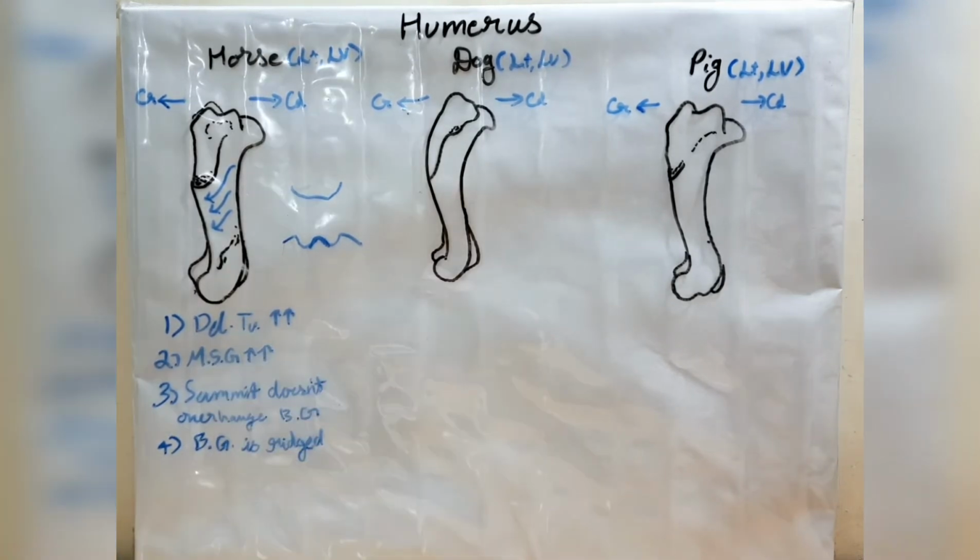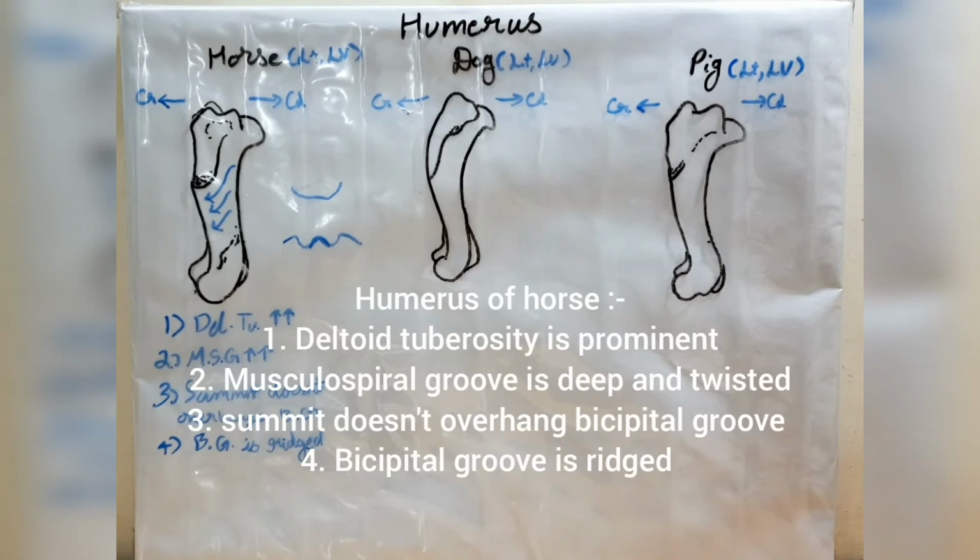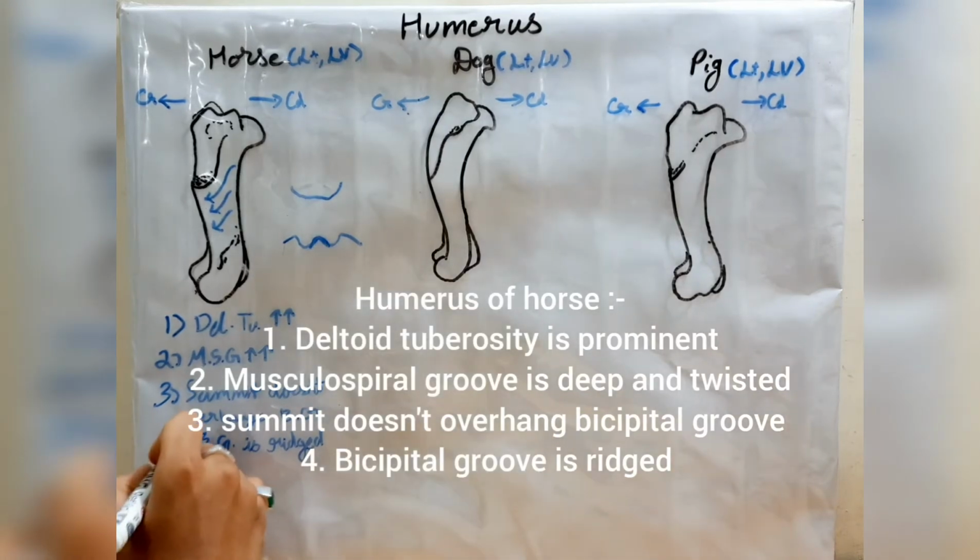So what are the 4 points? Deltoid tuberosity is very prominent. Musculo-spiral groove is deep. It is much more twisted, very much appreciable, and summit of the lateral tuberosity doesn't overhang the bicipital groove, and the bicipital groove itself is divided by a ridge. Okay, so bicipital groove is ridged. This is very much important.